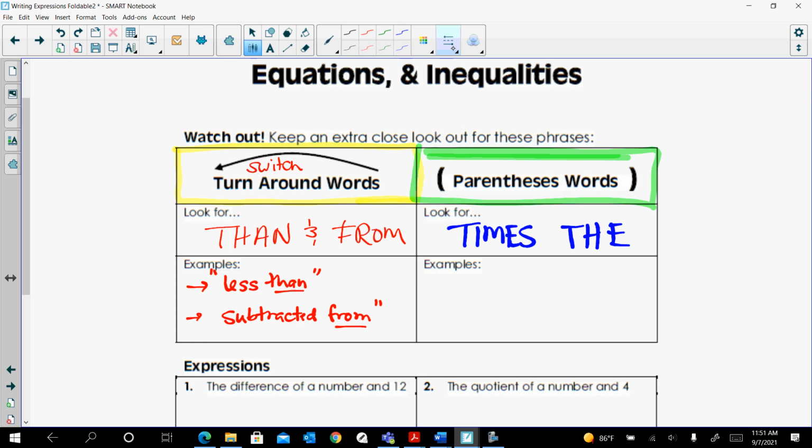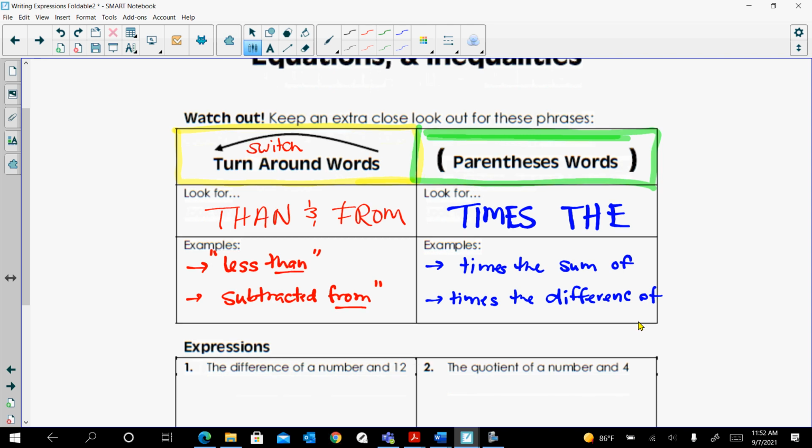For parentheses, you would see times the, and then you have some description. So times the sum of. Or you have times the difference. So I have to see times the for a parenthesis phrase. A parenthesis word, excuse me.